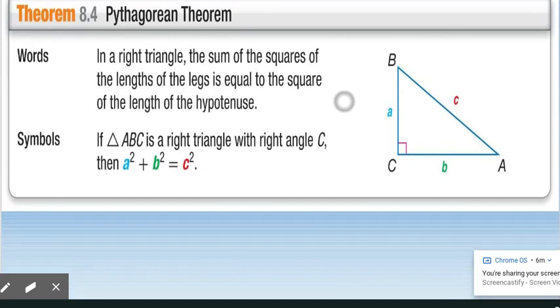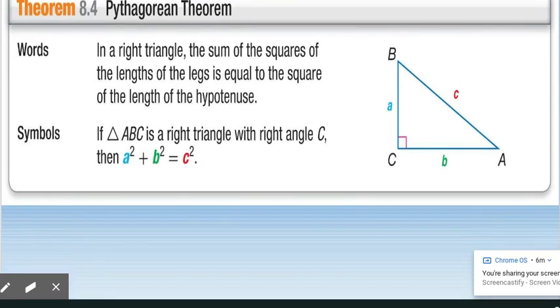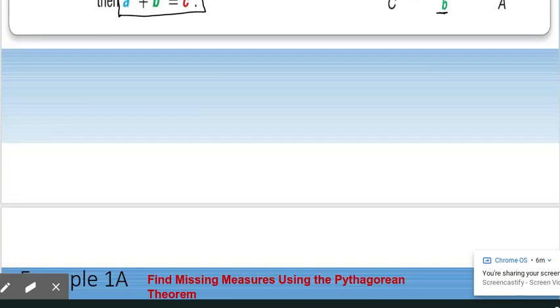The Pythagorean Theorem. Okay, the sum of the squares of the legs is equal to the square of the length of the hypotenuse. Things to remember. Okay, it's a squared plus b squared equals c squared. That's a general format. The a and the b are the legs of our right angle. And remember, c is always the hypotenuse. Okay, it's the side opposite your right angle. Okay, so let's go ahead and look at a few of these.